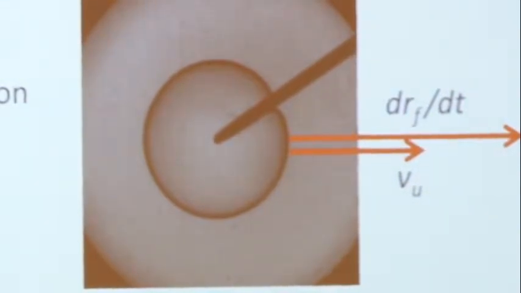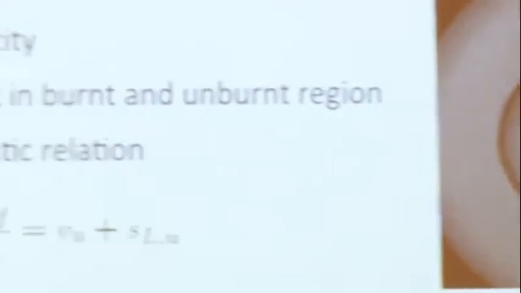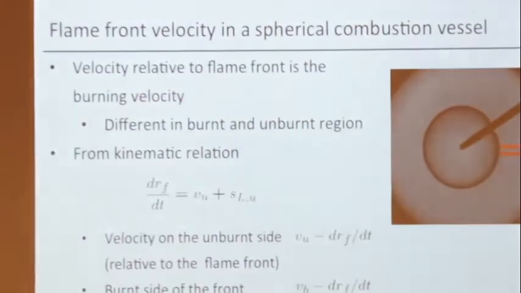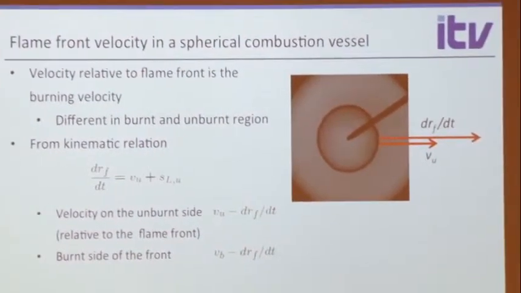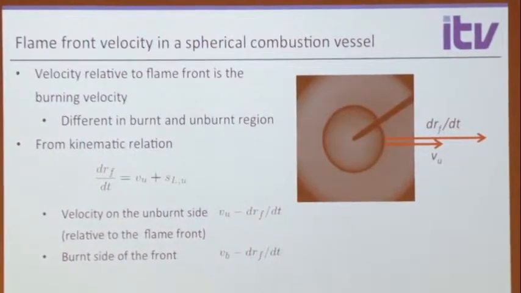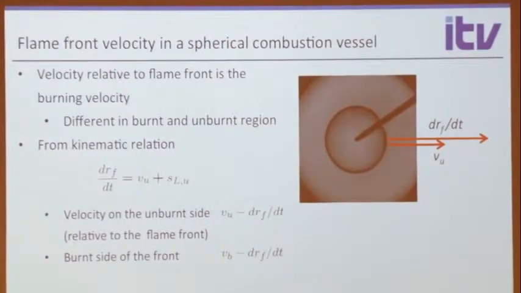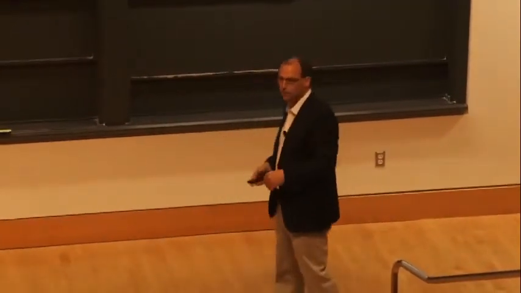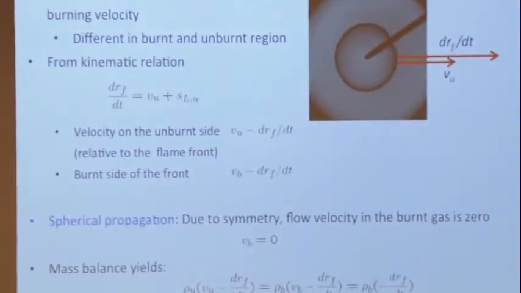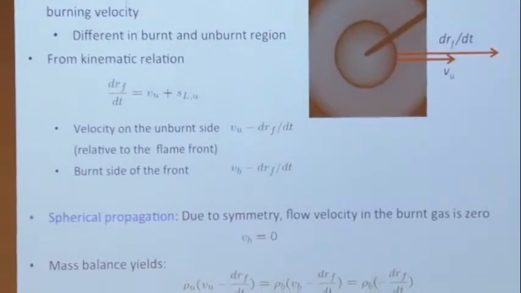Okay, so I just modified the slide here a little bit this morning, so the version you have is a little different, but I thought this is easier to understand. The velocity relative to the flame front is the burning velocity. If I sit on the flame, I move with the flame, then the velocity just ahead of me is the same as the burning velocity. So that's how I burn through the unburned gases.